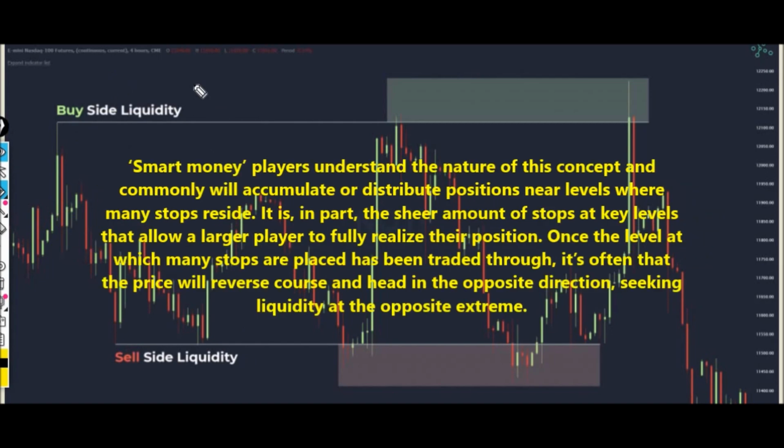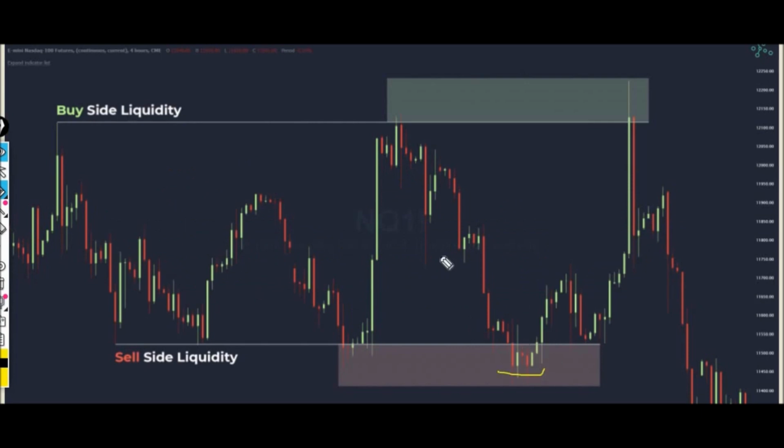Smart money players understand the nature of this concept and commonly will accumulate or distribute positions near the levels where many stops reside. It is in part the sheer amount of stops at key levels that allows a large player to fully realize their positions. Once the level at which many stops are placed has been traded through, it's often that the price will reverse course and head in the opposite direction, seeking liquidity at the opposite extreme. And this is actually happening on the level.